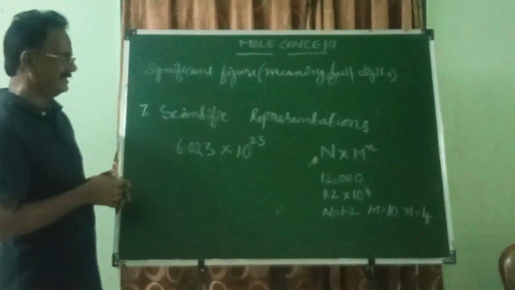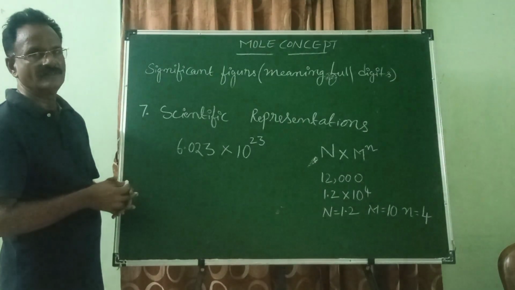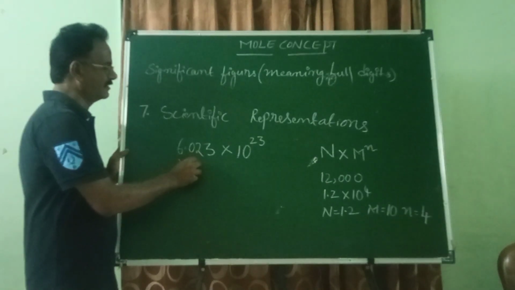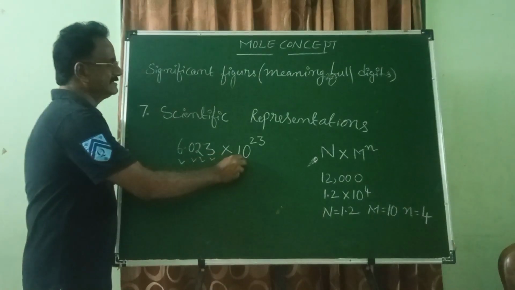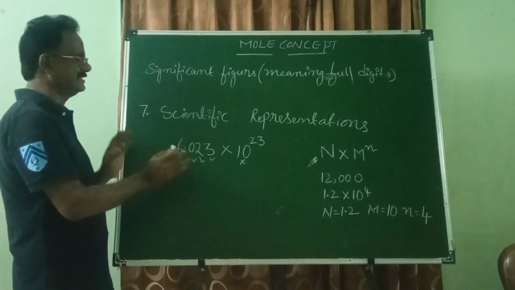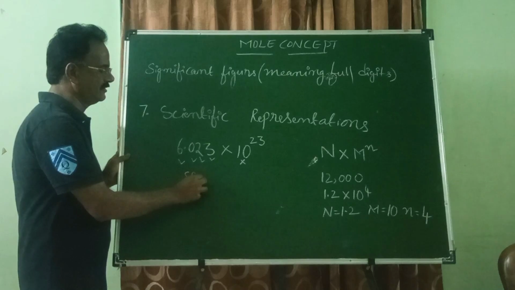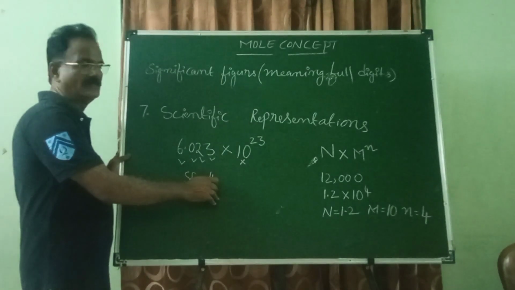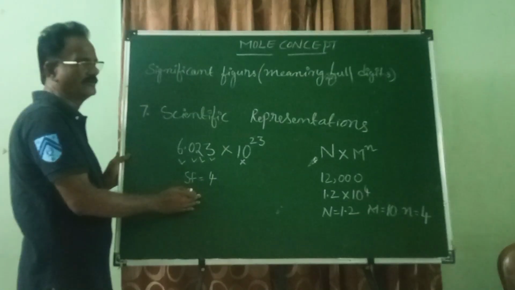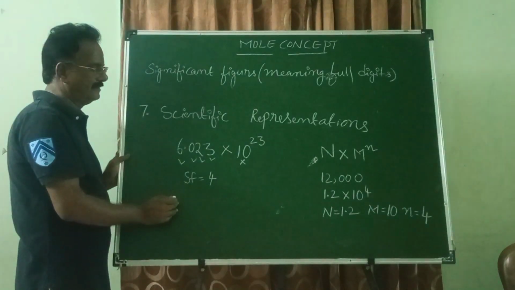Then let us see how many significant figures are there in Avogadro number. There are only 4 significant figures in Avogadro number. The power of 10 is not to be considered. So for such numbers, significant figures in Avogadro number is to be considered as 4 only. No need to worry about this. If one asks how many significant figures are there in Avogadro number, we can say that there are 4 significant figures.